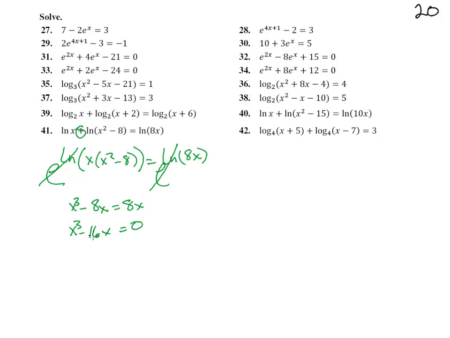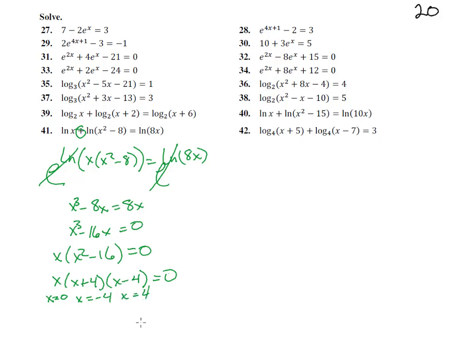Now factor. There's a common factor of x. We get x squared minus 16. Oh, that's a difference of squares. That's nice. X times x plus 4 times x minus 4 equals 0. We get x equals 0, x equals negative 4, and x equals a positive 4.